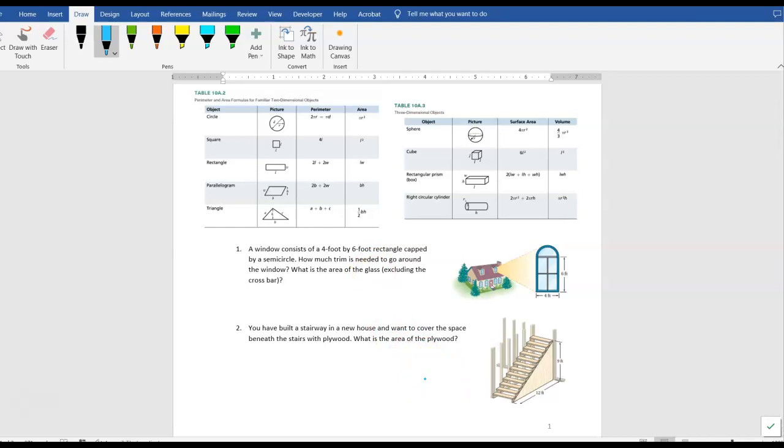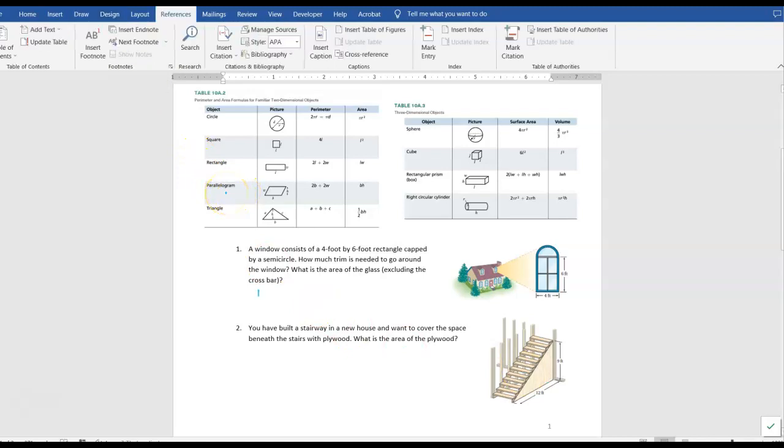In this first example, a window consists of a 4 foot by 6 foot rectangle capped by a semicircle, and we see the picture on the right-hand side. How much trim? Trim equates to perimeter in this case. Perimeter is the distance around, so I'm going to start at the very bottom here and move all the way around this object and come back to the end, adding each one of these up.